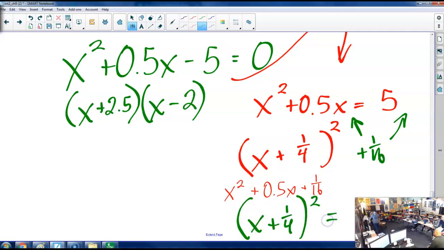Mr. Estes, do you remember how to do all this? Because I often forget. Completing the square is tough if you don't practice it. Solve the quadratic. Equals 5 and 1/16. 5 and 1/16?